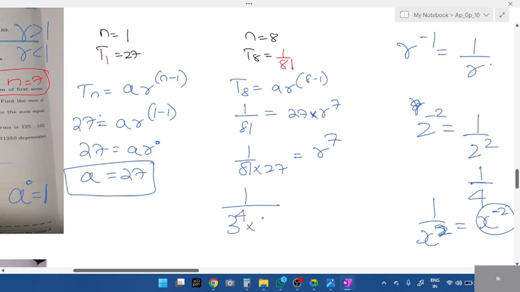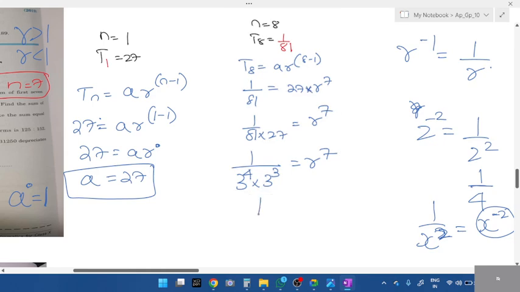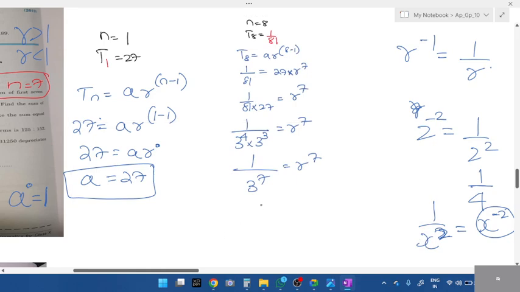3 to the power of 4 into 3 is equal to r to the power of 7. Then, how do you write 3 to the power of 4 and 3 to the power of 3, students? If the base is the same and multiplication is given, it is equal to r to the power of 7. 1 by 3 to the power of 7 and r to the power of 7, you should compare. Both should be in the numerator. How do I write 1 by 3 to the power of 7 in the numerator? Very good. 3 to the power of minus 7 is equal to r to the power of 7, like this.